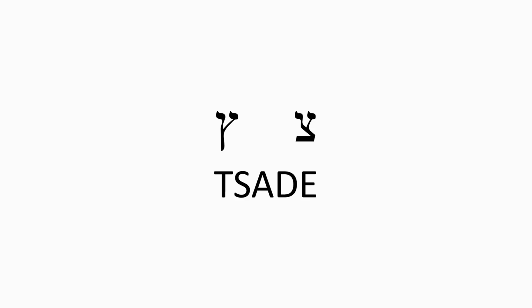So here's the letter Fei without the dot in the middle, called dagesh, and with the dot in the middle, it's called Pei. At the end of the word, final Fei.